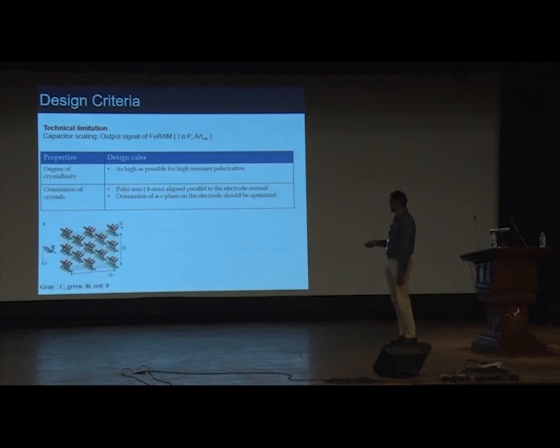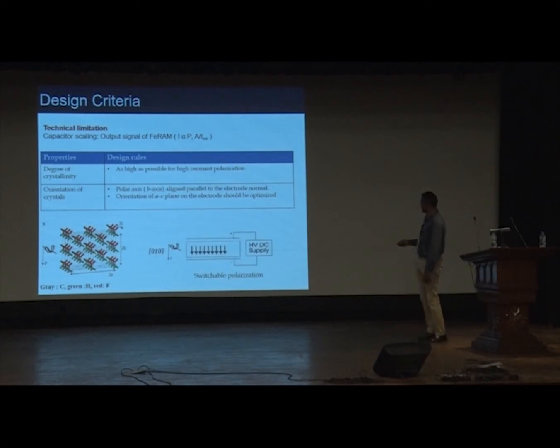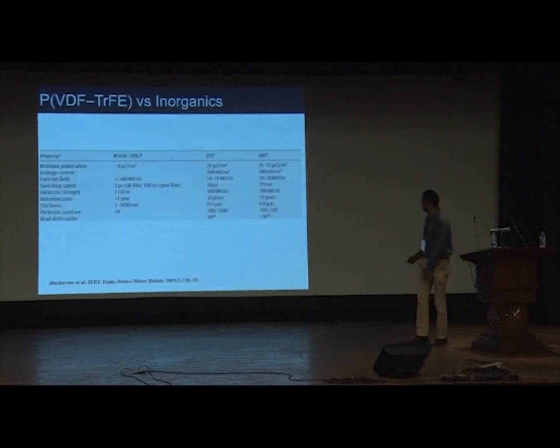So this is the unit cell of PVDF-TrFE. It's a fairly complex unit cell. You can see the lattice parameters 2a, 2b, 3c, and so this is the thin film configuration. You have a thin film sandwiched between the 2 electrodes, and this is the applied field direction, and this is what should be the polarization direction, switching direction. So polar vector 0, 1, 0 should be along this direction, ideally speaking.